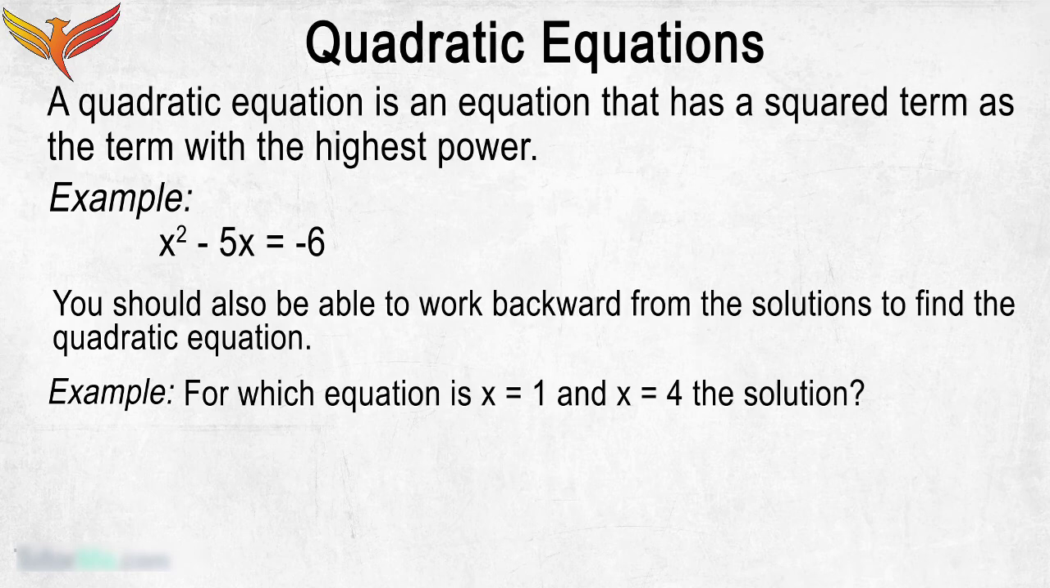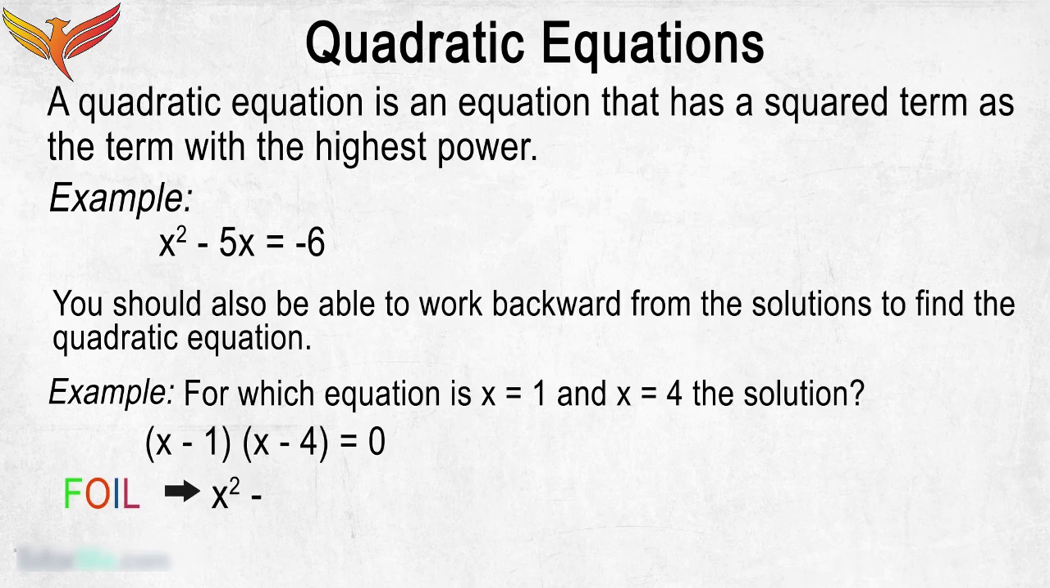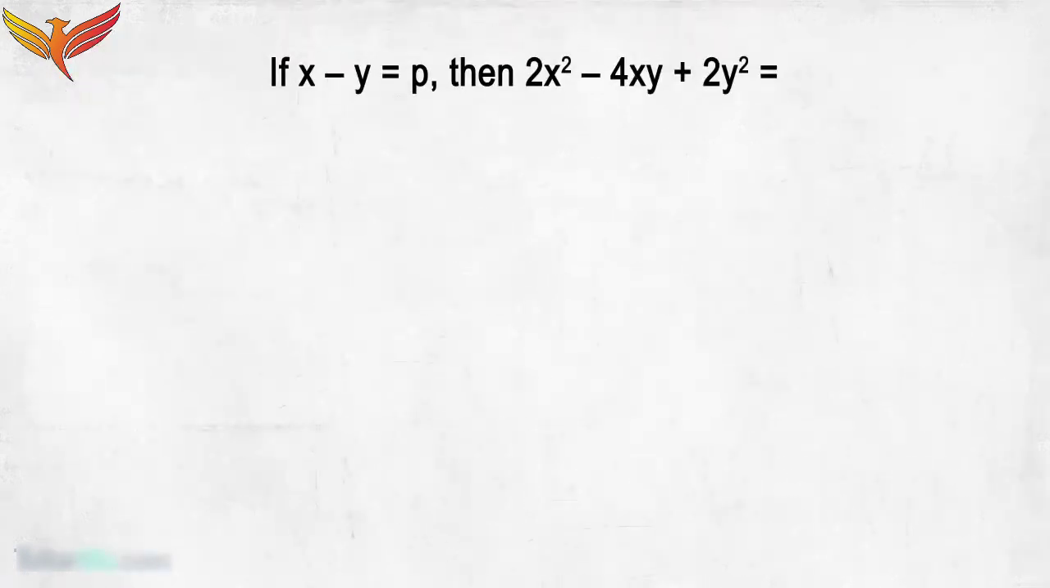So let's work with this one in reverse. We'll move 1 and 4 back to the left side of the equal sign and get x minus 1 times x minus 4 equals 0. Now we can FOIL these two terms. Remember FOIL. First, x times x. Outer, x times negative 4. Inner, negative 1 times x. Last, negative 1 times negative 4. So that leaves us with x squared minus 5x plus 4 equals 0. And that's our answer.